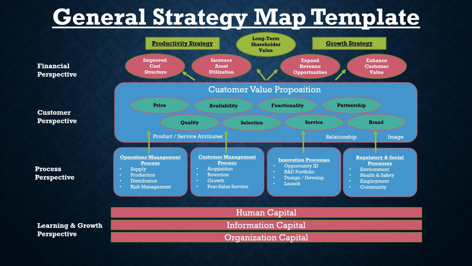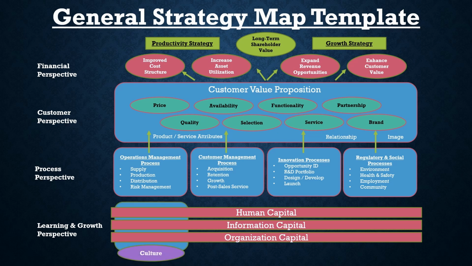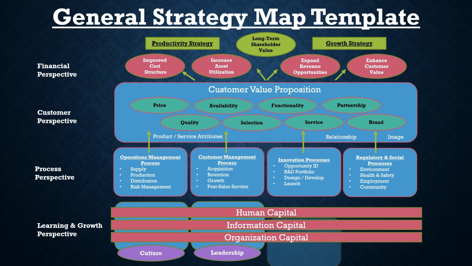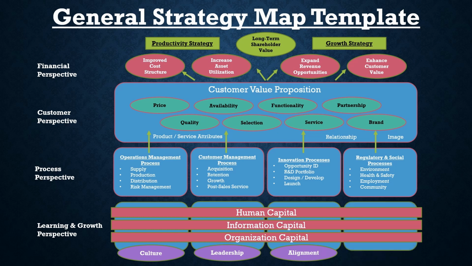A. Culture. The values and philosophy of the organization should be shared by everybody. B. Leadership. There should be appropriate leadership and guidance in place. C. Alignment. Everybody in the organization should collaborate seamlessly. D. Teamwork. Everybody in the organization should collaborate effectively.